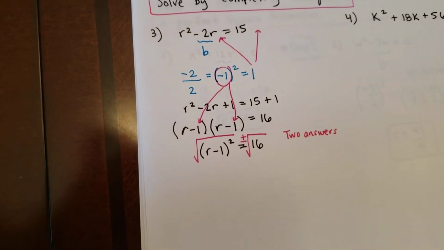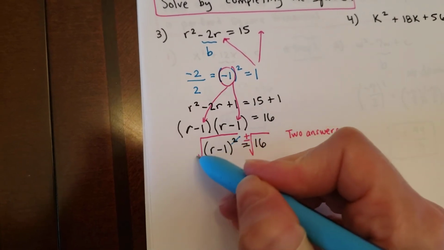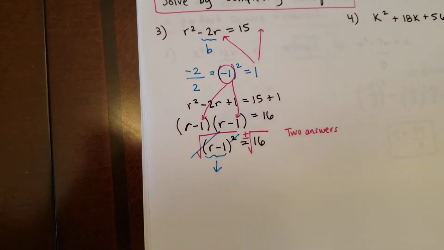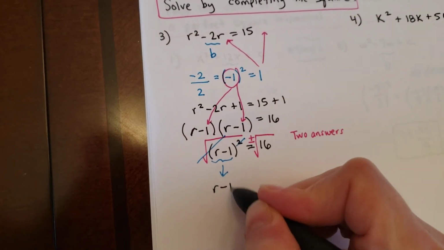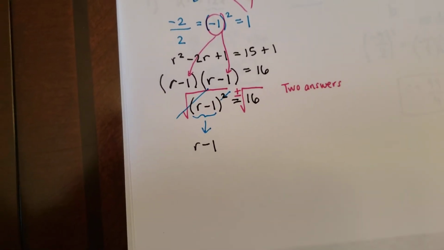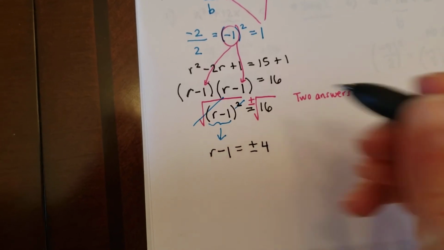What the radical and the squared do is they basically cancel each other out. So this 2 and this radical will cancel, and whatever's underneath will just drop down. So I will have this r minus 1 here. There will be no parentheses, there'll be no squared, and then the square root of 16 is 4, but I have got a plus and minus, so it's going to be a plus and minus 4.